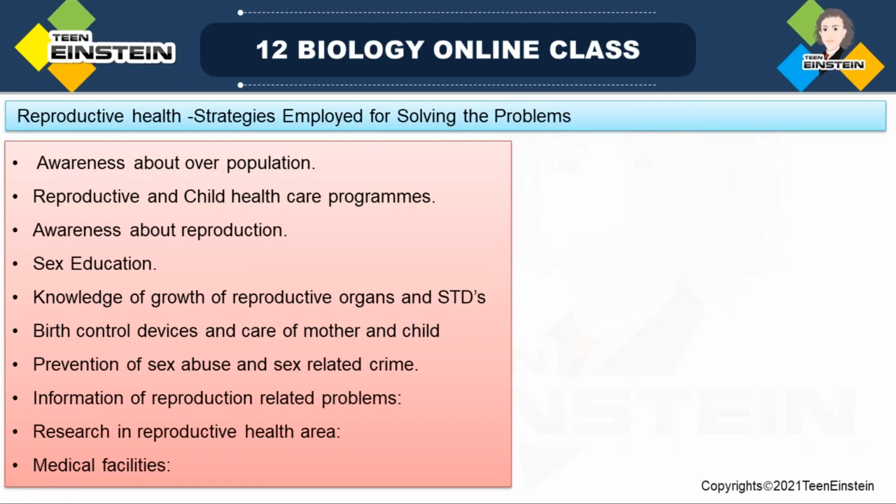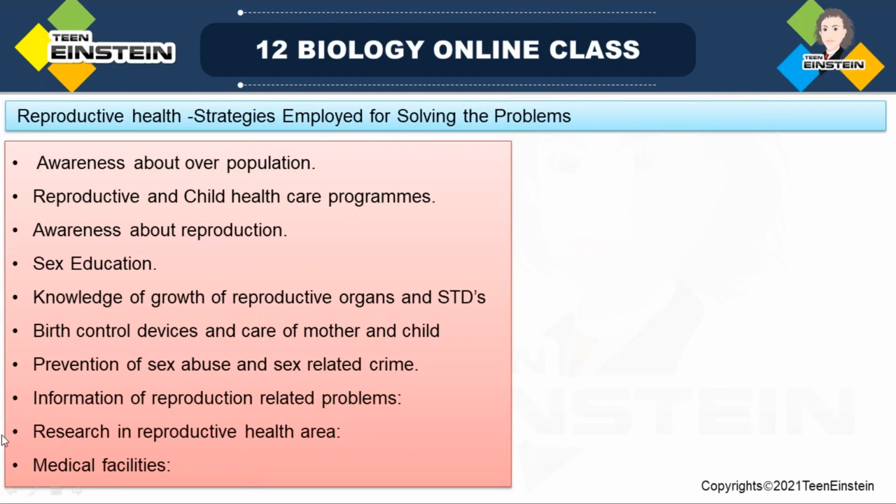then the reproductive and child healthcare program, then awareness about reproduction, then sex education, the importance of sex education, then knowledge of growth of reproductive organs and sexually transmitted diseases, then birth control devices and care of mother and child, then prevention of sex abuse and sex related crime, information on reproduction related problems, and research. Research for what? For invention of new techniques and methods in the reproductive health area, then medical facilities.